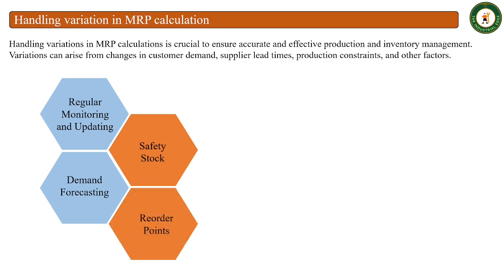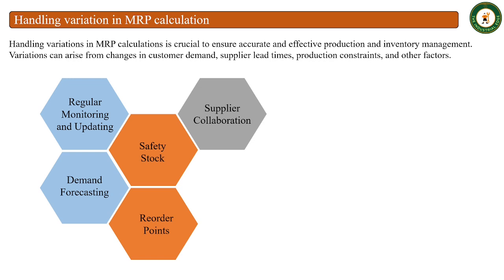Next point is reorder point. Set reorder point at a level that accounts for variation in lead times and demand. A well-calibrated reorder point triggers new orders before you run out of stock, helping to address sudden changes in demand.